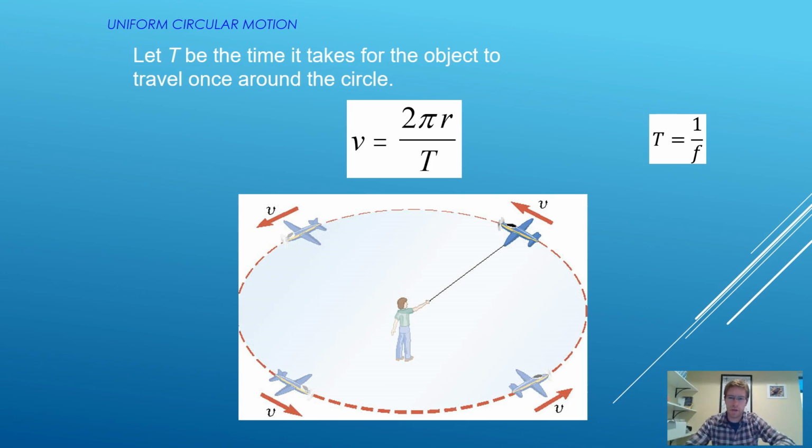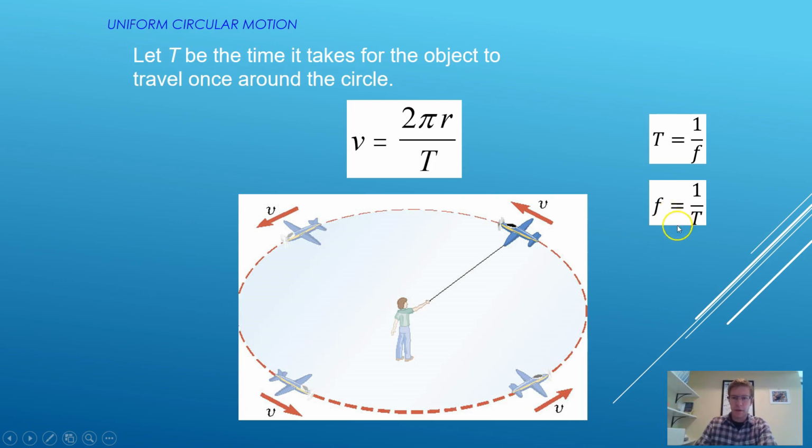The period is equal to 1 over the frequency, and so that enables us to substitute this frequency into our speed equation seen up here. If we do that, what we find is that the speed of an object moving in uniform circular motion is equal to 2 times pi times the radius multiplied by the frequency. So you can either calculate it using the period and the radius or using the radius and the frequency, since, as we just learned, frequency and period are directly related to one another.